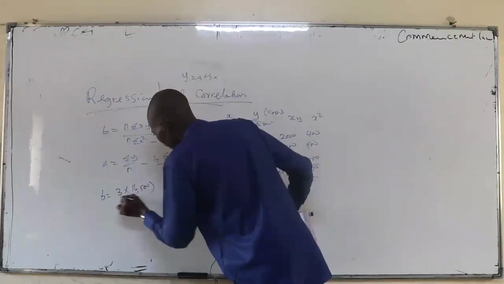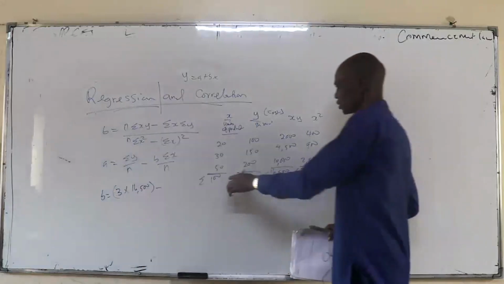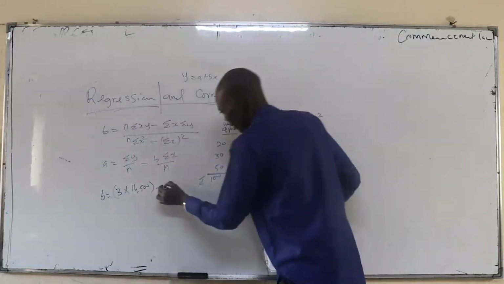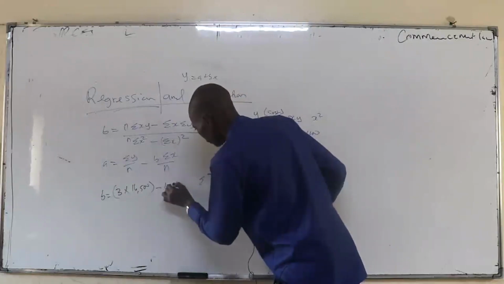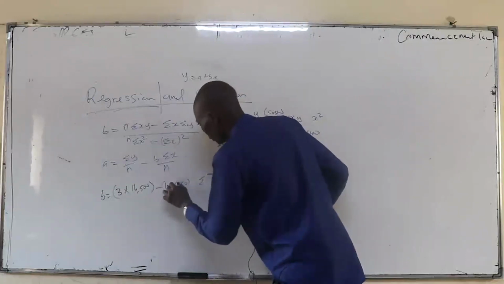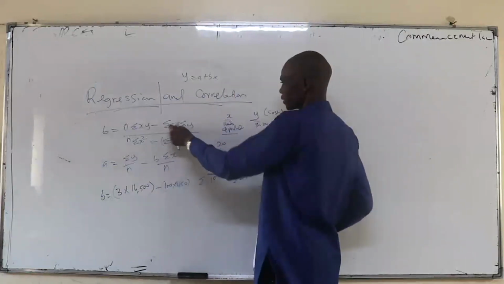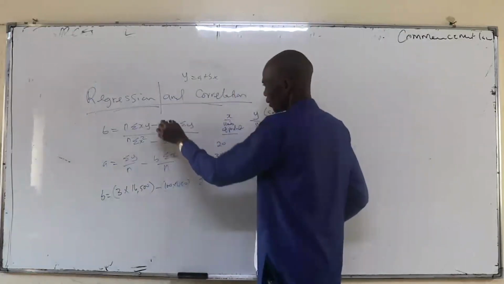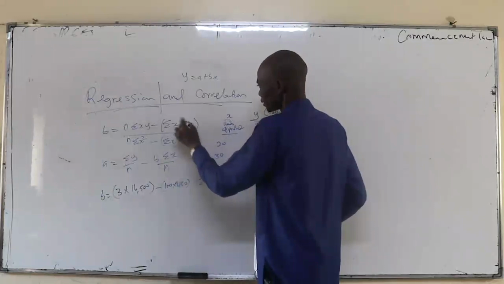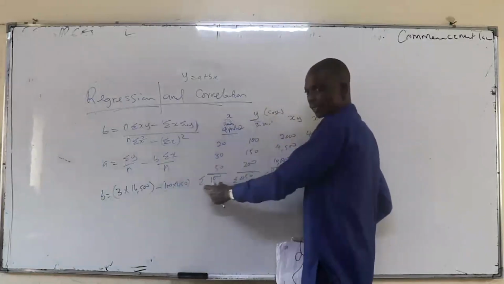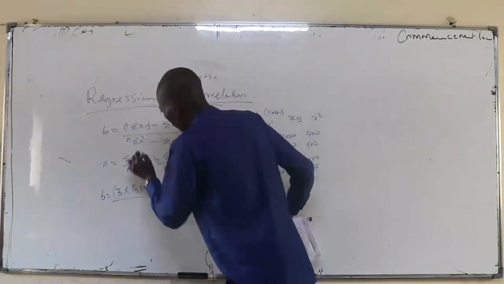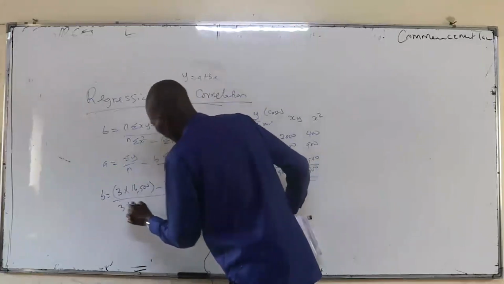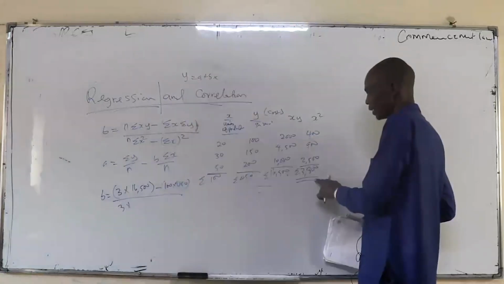Then we also have summation of x times summation of y, which is 100 times 450. Remember what we are saying: summation of x, summation of y. This is the sum of x, which means the additions of x, and the additions of y. Now down there we have n, which is 3, times the sum of x squared, which is 3,800.